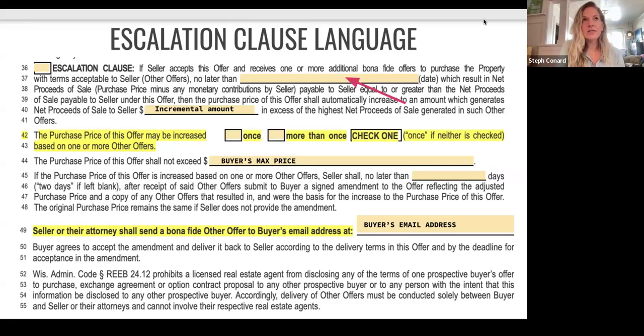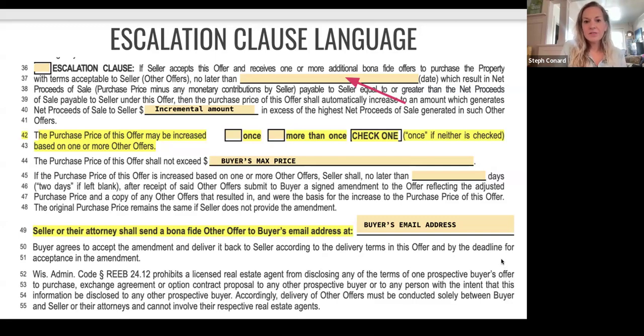And the heart of this is that a buyer is communicating to the seller, I'm going to offer you this amount. And if you receive another offer over this amount, up to a max amount, I will pay you $1,000 more than that other offer that you received if it's higher. So kind of getting into the nuts and bolts of this.